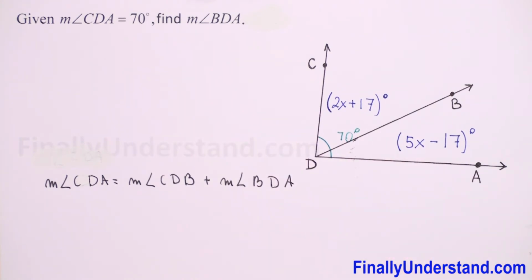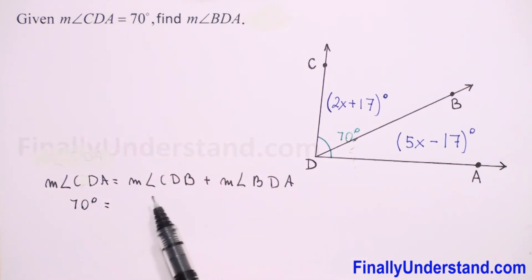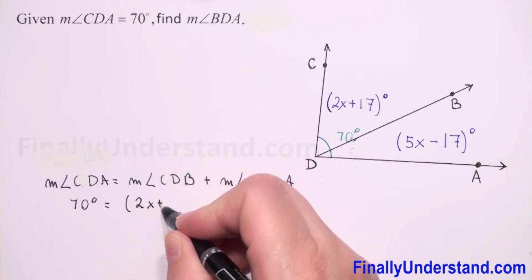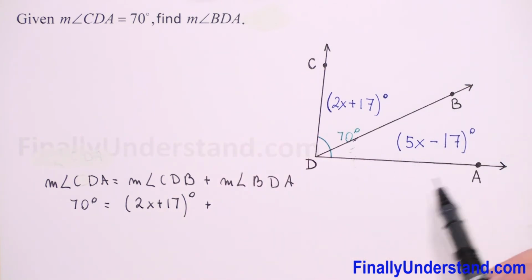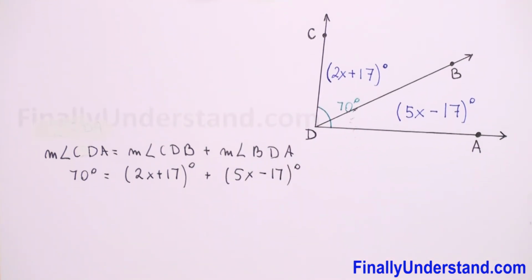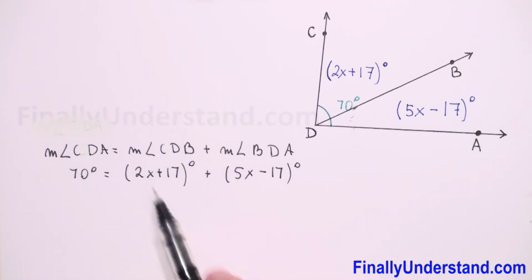What can we do now? We can substitute the measure of angle CDA by 70 degrees because this is given. So we have 70 degrees is equal to the measure of angle CDB, 2x plus 17 degrees, plus the measure of angle BDA, 5x minus 17 degrees. So let's forget about degrees now and solve this equation because we have only one unknown x. So we can find this x.